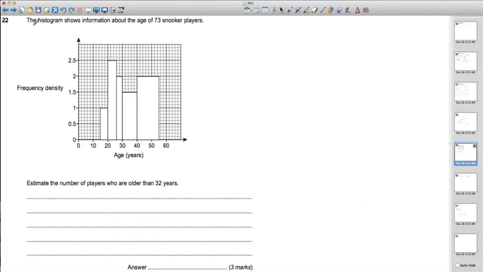Okay, next question. The histogram shows information about the age of 73 snooker players, so you know the total adds up to 73. Estimate the number of players who are older than 32.